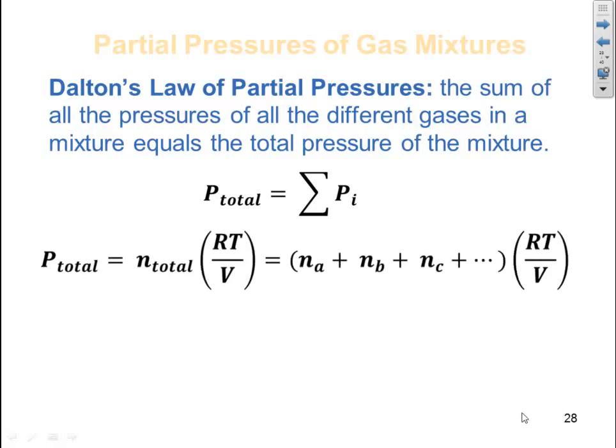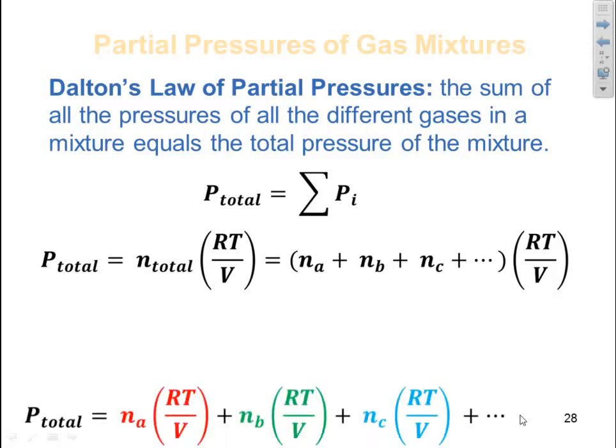Another way of looking at that, your total pressure is equal to your total number of moles times RT divided by V using the ideal gas law, which in essence means you have your number of moles of A plus your number of moles of B plus your number of moles of C, etc. All that times RT over V will give you my total pressure. But we can break that down a little further.